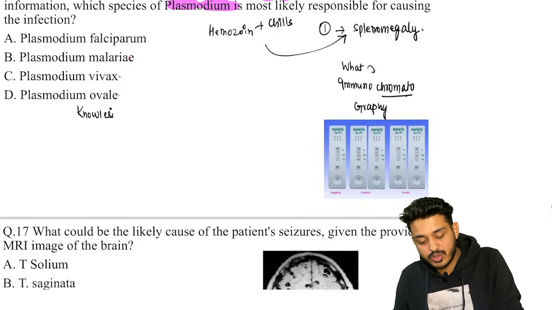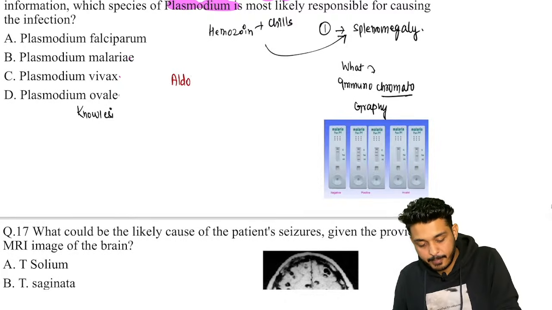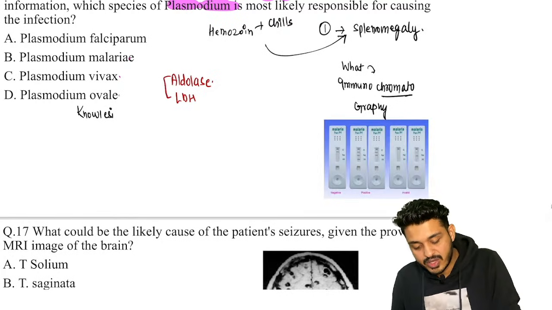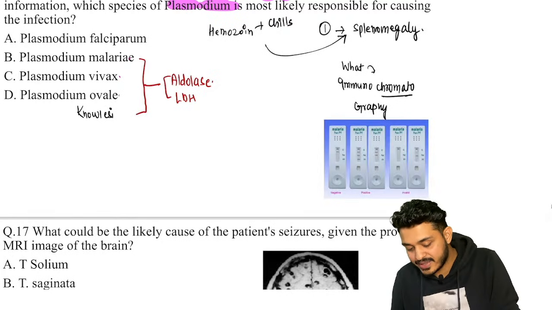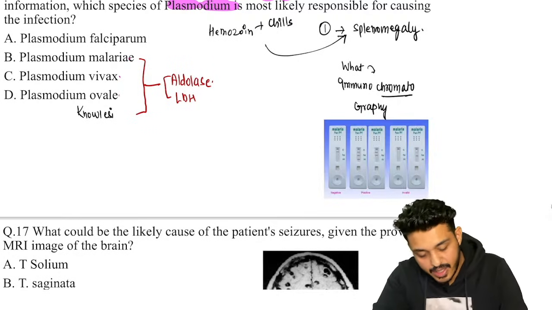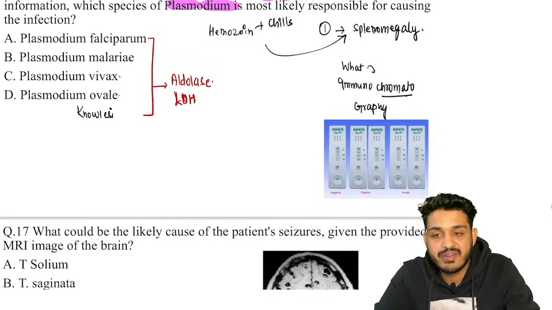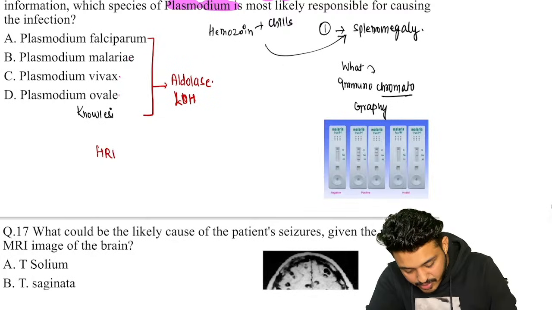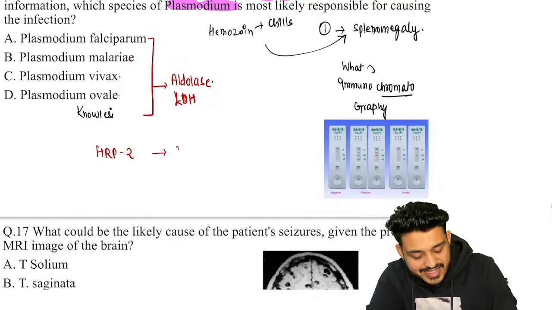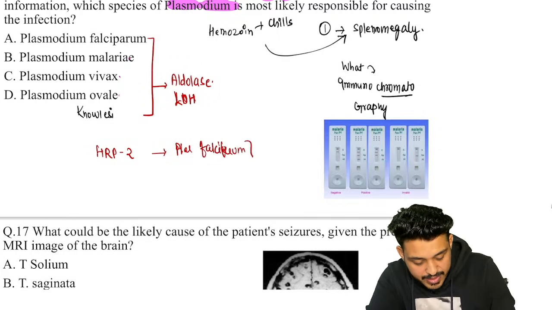So remember, we have two antigens. One antigen is going to be what? Aldolase and LDH. These are the antigens which are present in all kinds of malaria. Whereas another specific antigen is HRP2, which is present in Plasmodium falciparum only. This HRP2 is present in Plasmodium falciparum only.